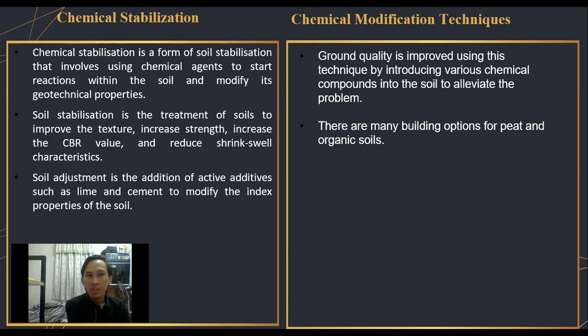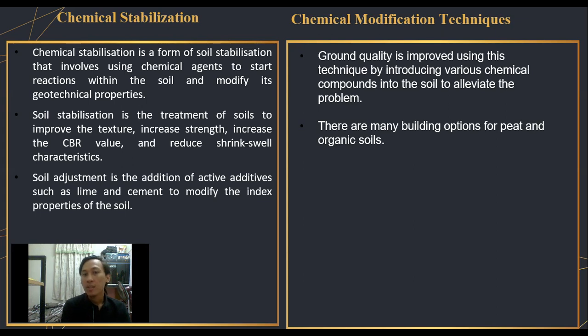The first point is chemical stabilization. This chemical stabilization is a form of soil stabilization that involves using chemical agents to start reactions within the soil and modify its geotechnical properties. Soil stabilization is the treatment of soils to improve the texture, increase strength, increase the CBR value, and reduce the shrink-swell characteristic. Soil adjustment is the addition of active additives such as lime and cement to modify the index properties of the soils.